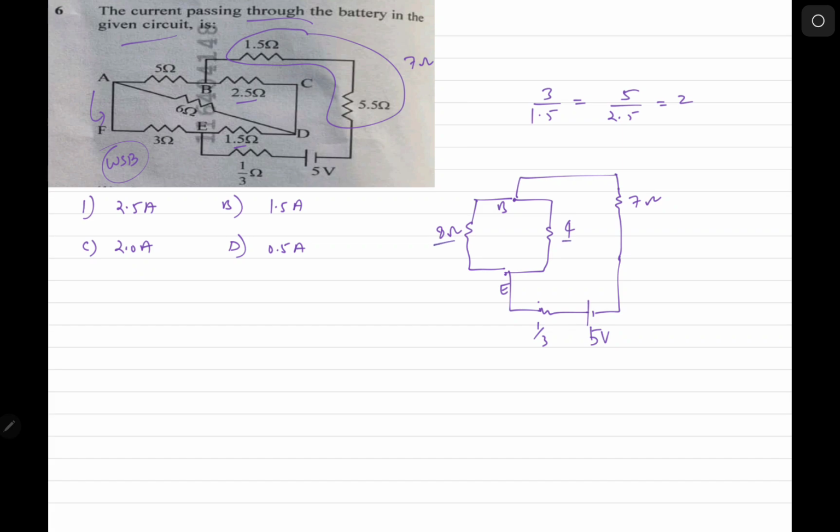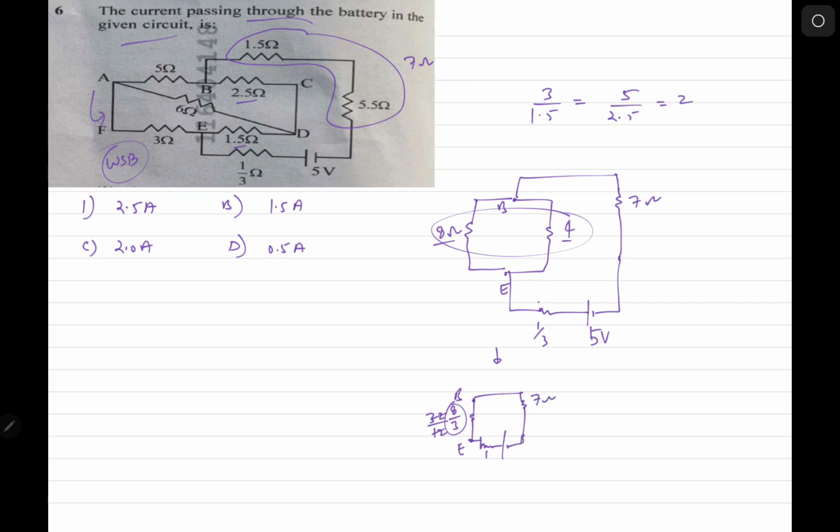Now this 8 and 4 are in parallel, so it will become 32 by 12. Okay, so 32 by 12, so I'll draw one more diagram. So between B and E, this is B, this is E, so 32 by 12, which makes 8 by 3. Okay, and then we have 7, 1 by 3 and then battery.